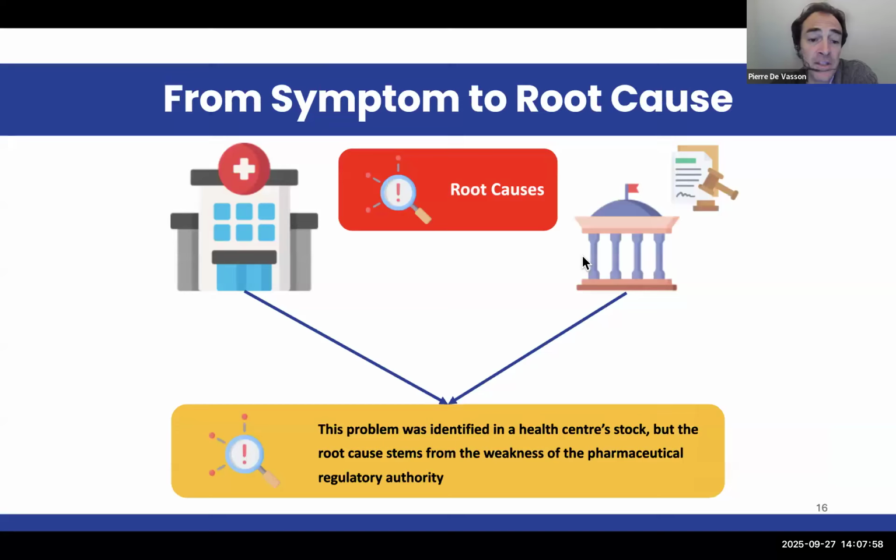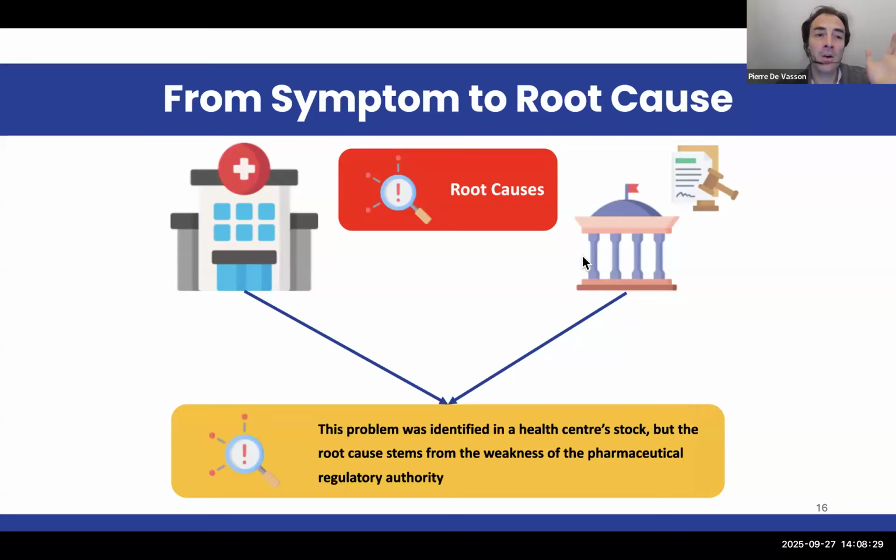So this problem was identified in the health center stock. So it's a peripheral level, but the root cause methodology helped us to find a problem that is at the central level, at one of the major functions in the supply chain, which is called regulatory function. And often this role is assigned to an agency that is called a regulatory agency.